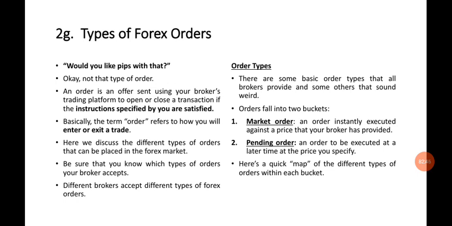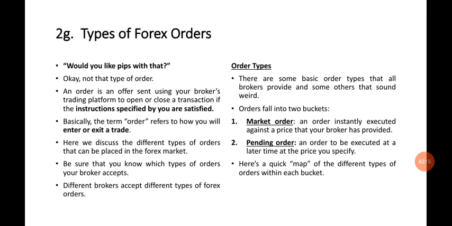An order is an offer sent using your broker's trading platform to open or close a transaction if the instructions specified by you are satisfied. Basically, the term order refers to how you will enter or exit a trade. Here, we discuss the different types of orders that can be placed in the Forex market. Be sure that you know which type of orders your broker accepts. Different brokers accept different types of Forex orders.